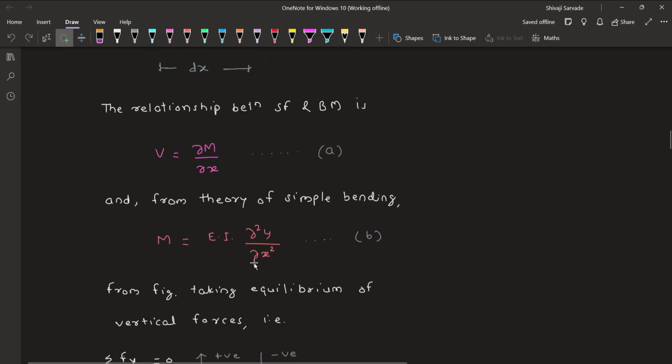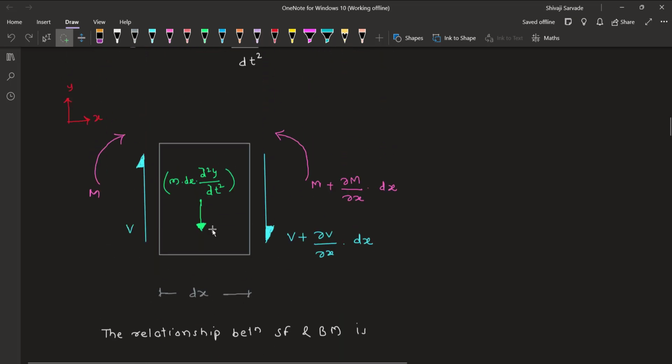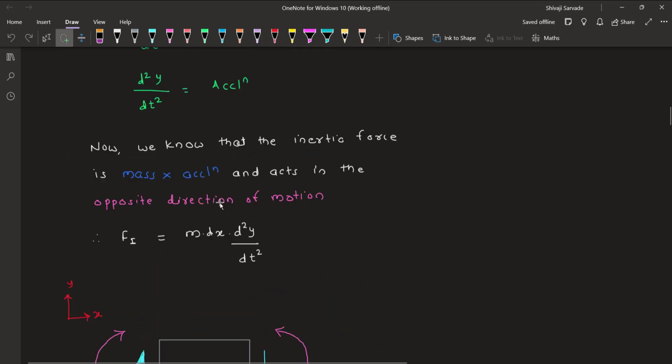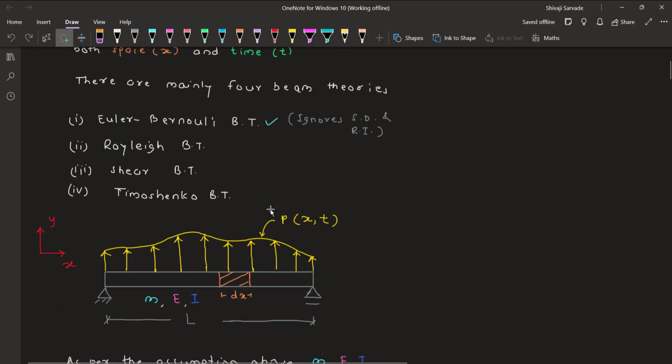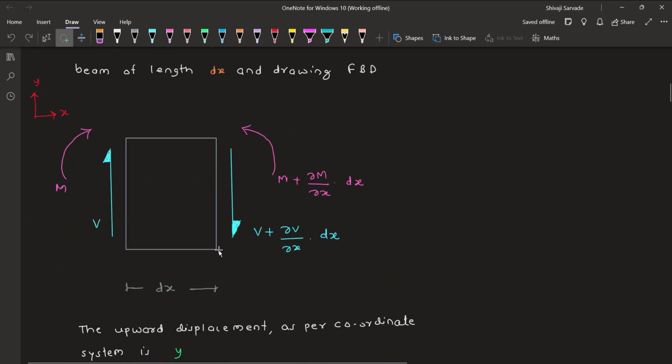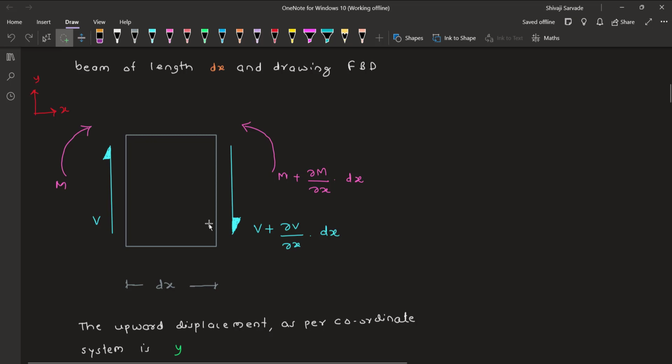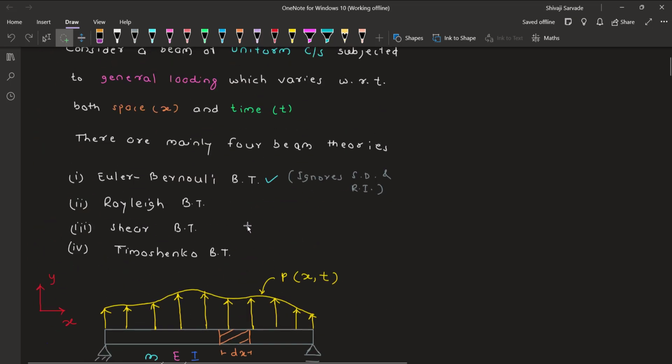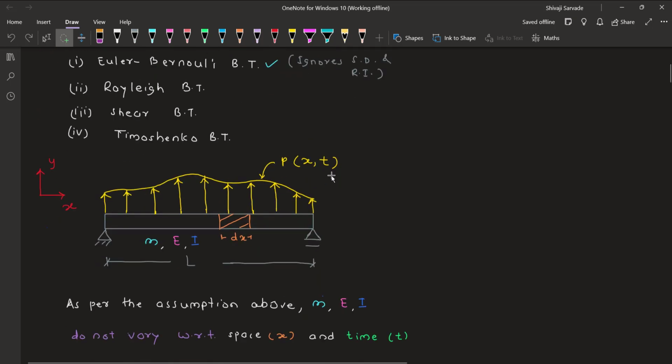Now first let's establish the vertical equilibrium. We have to assume a sign convention, so let's assume the upward forces to be positive and downward forces to be negative for the equilibrium sake. So we have 1, 2, 3 and a fourth one, which is the external force. The inertia force is a fictitious force, but the shear forces are internal forces, and this P of x comma t is an external force.